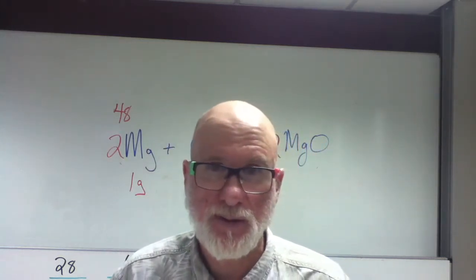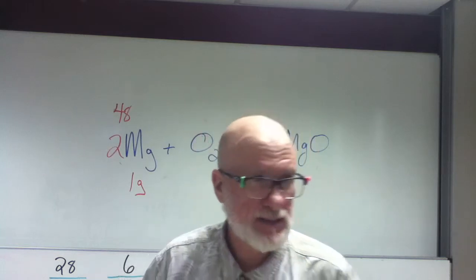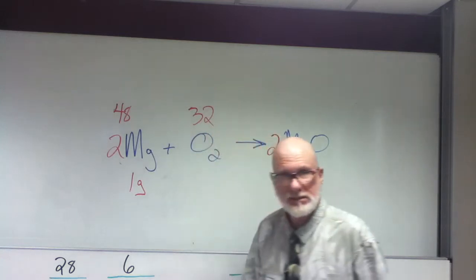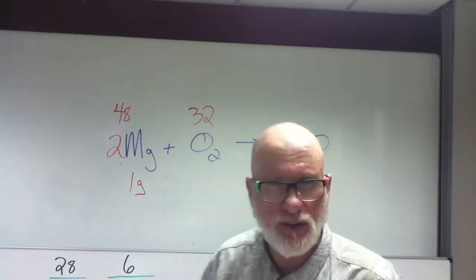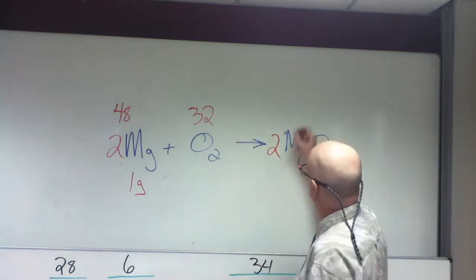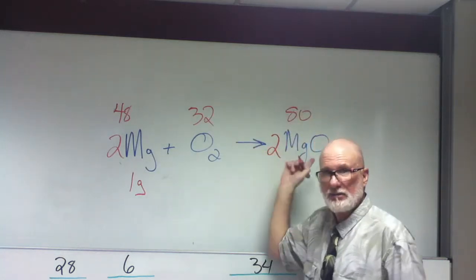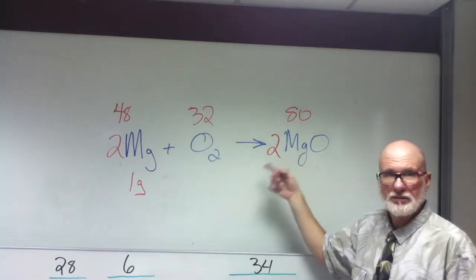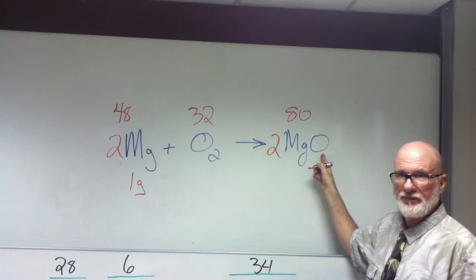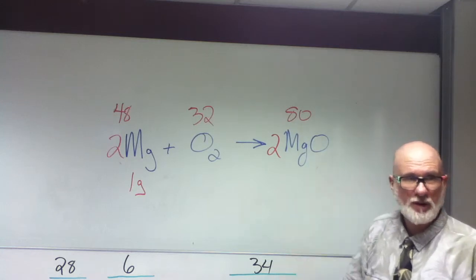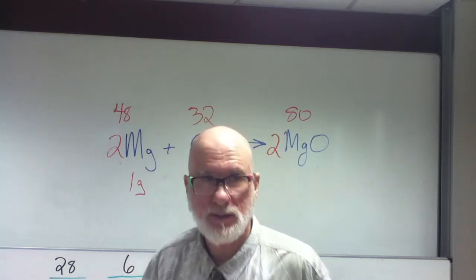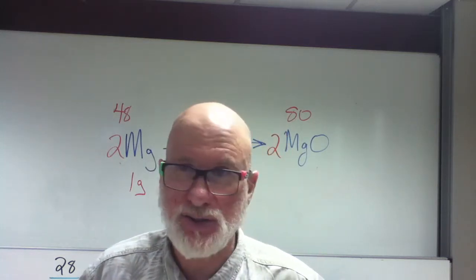Open your peepers. You want mass numbers. What's 48 plus 32? 80. Good. Let's double check though. Maybe this is wrong. What's 24 plus 16? Mental math, guys. 48.